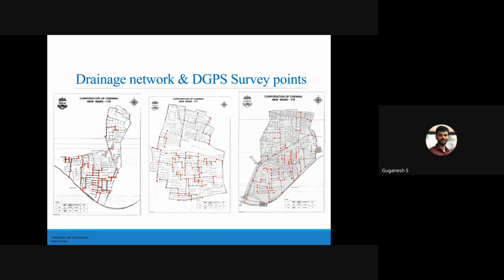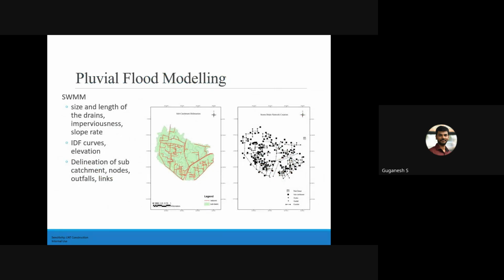We took elevation data, and based on this elevation data, we modeled the elevation profile in the SWMM model. SWMM is another software which can be used for stormwater network delineation.